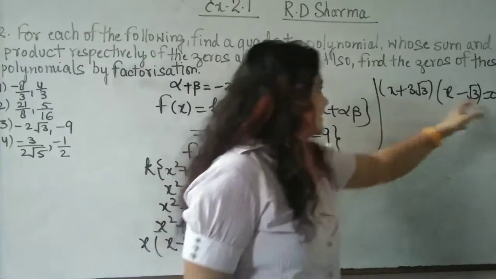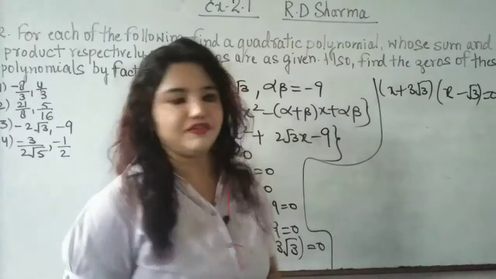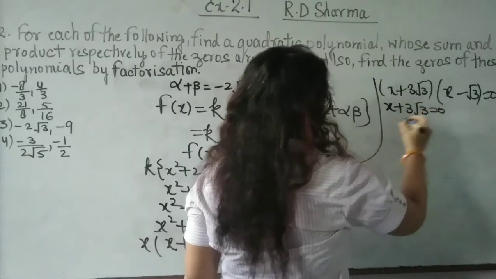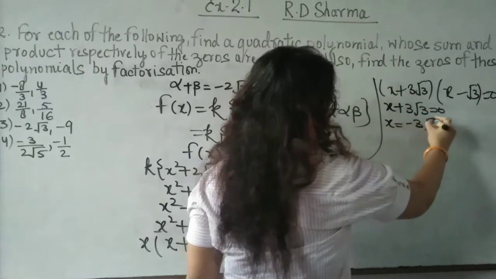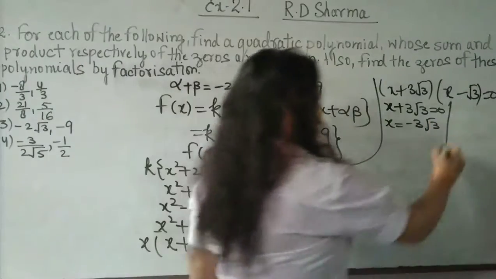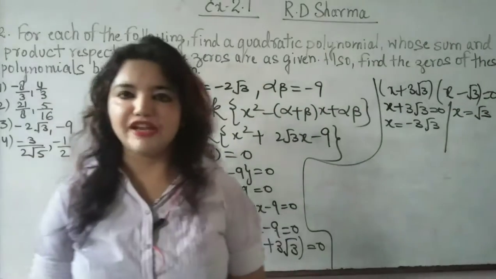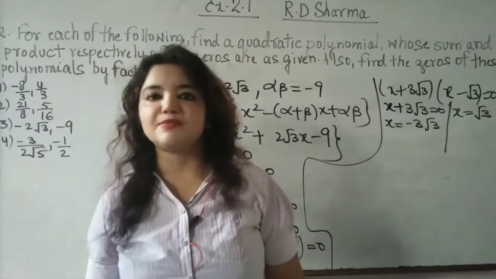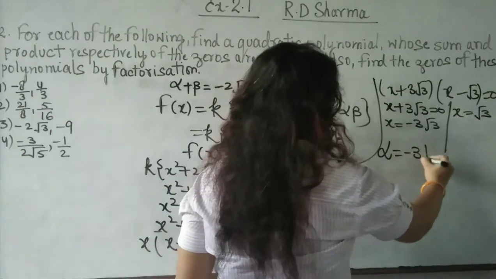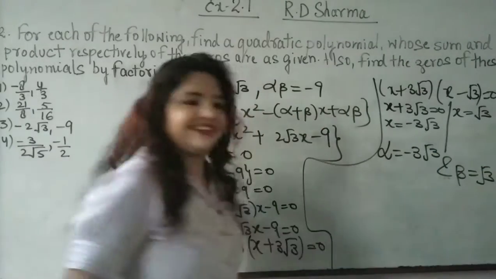So now either this is equal to 0 or this is equal to 0. I'm taking this equal to 0 first. So x plus 3 under root 3 is equal to 0, that means x is equal to minus 3 root 3. Right? And if I take x minus under root 3 is equal to 0, so x is equal to root 3. So now we have got the two values of x. These are the zeros of this polynomial. And now we can say alpha is equal to minus 3 root 3, and beta is equal to root 3.